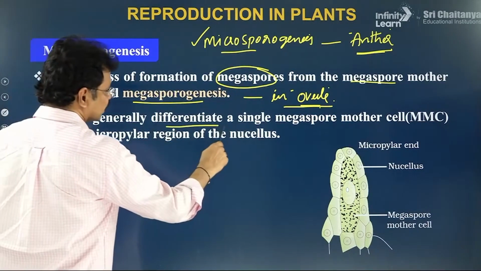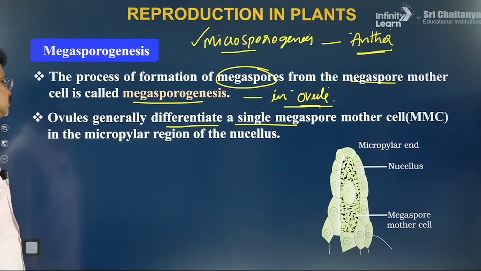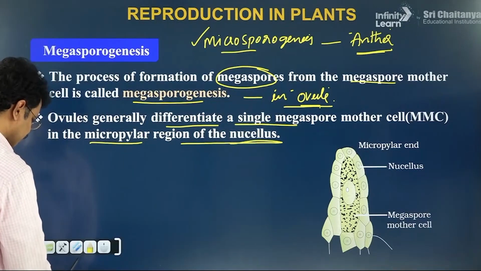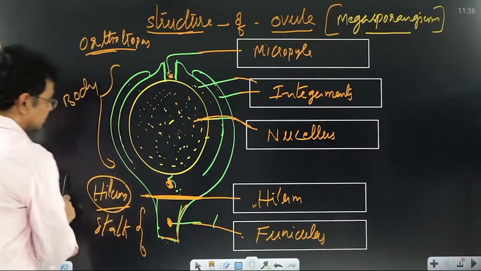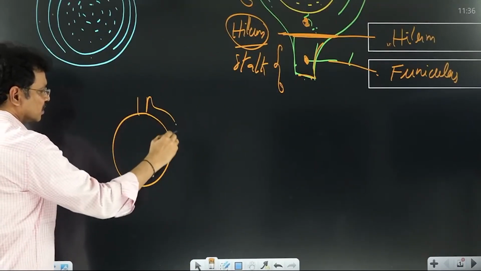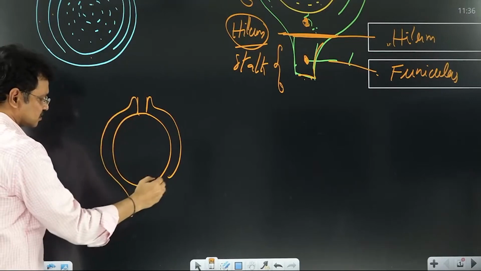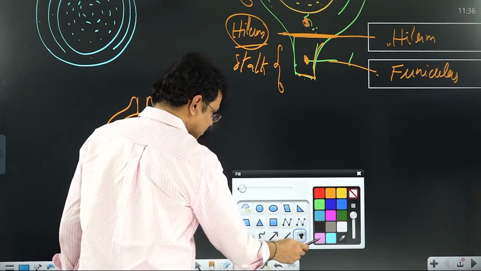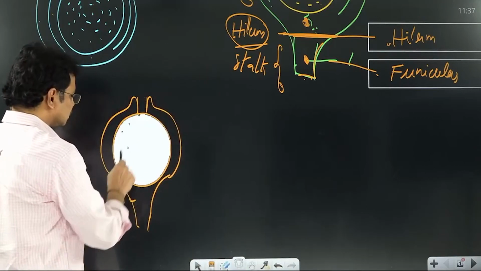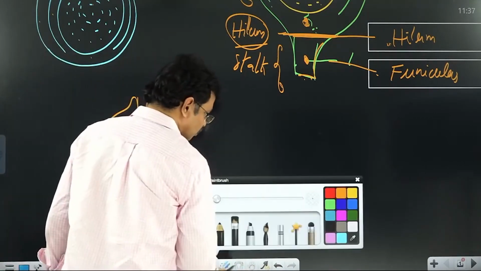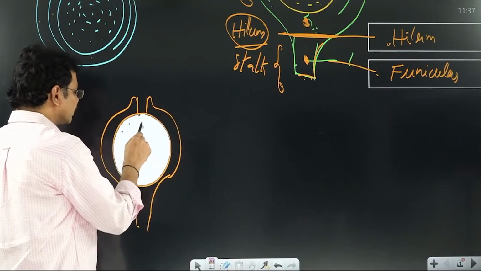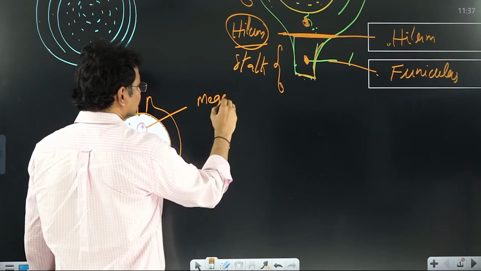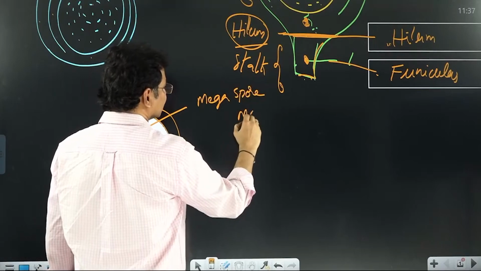Ovules generally differentiate a single megaspore mother cell at the micropylar region of the nucellar tissue. It is the nucellar tissue encircled by integuments. Deep within the nucellar tissue, in the entire white colored portion of the nucellar tissue, only one cell is modified into the megaspore mother cell. It is the megaspore mother cell.